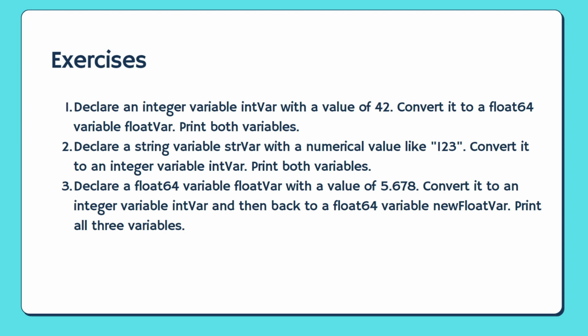Number 3. Declare a float64 variable float_var with a value of 5.678. Convert it to an integer variable int_var and then back to a float64 variable new_float_var. Print all three variables.